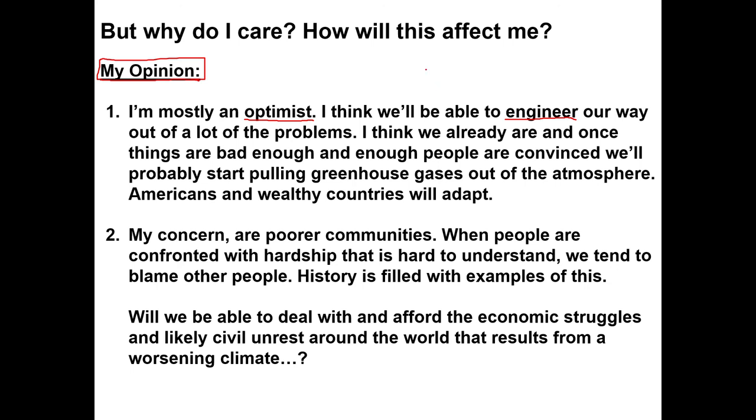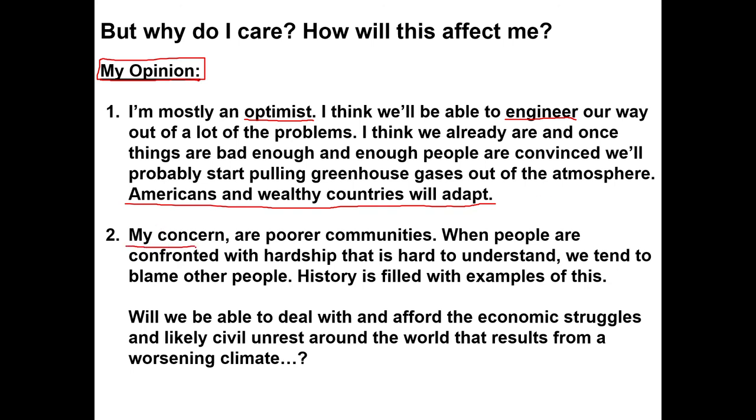And there's a lot of different ways to do that. Anyway, so I'm an optimist. I think we can engineer our way out of this. I think Americans in general and wealthy countries can adapt fairly easily, and we already are. You look at the flooding issues that already exist in Florida and Louisiana, and you can build larger levees, you can add pumps, and you just increase taxes a little bit to pay for those things. We're wealthy enough that we can do that.